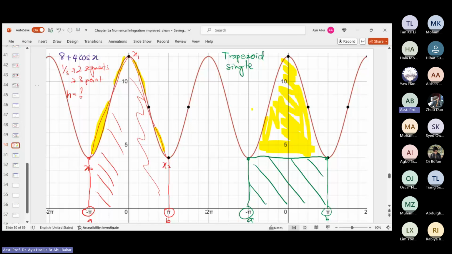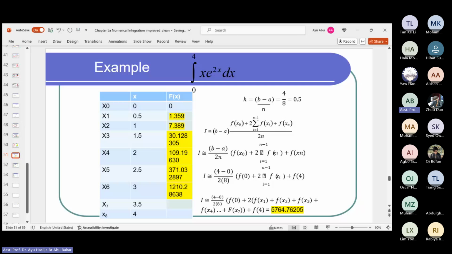So that's the difference in choosing which rules and how many segments you need to use. The higher the segments, the lesser the error. Clear on that? Now this one you can try on your own.